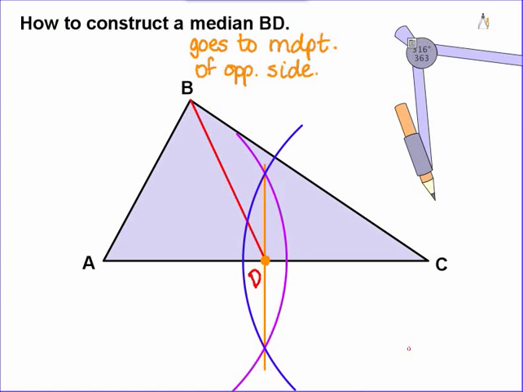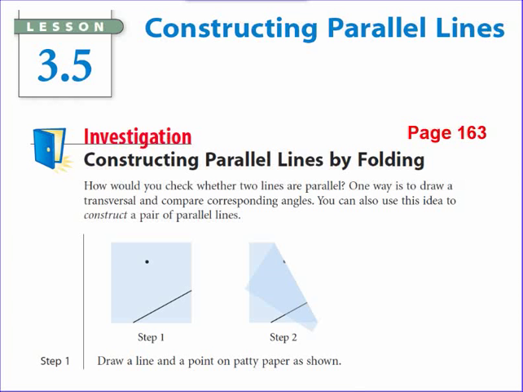So, just to review. That was how to do a median and an altitude. We'll probably look at those again today. What I need you to do now is turn in your book to page 163. We've got a patty paper investigation today.